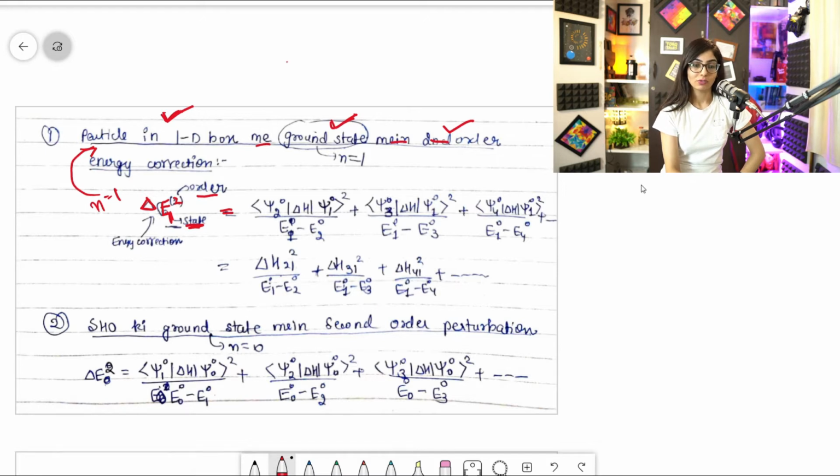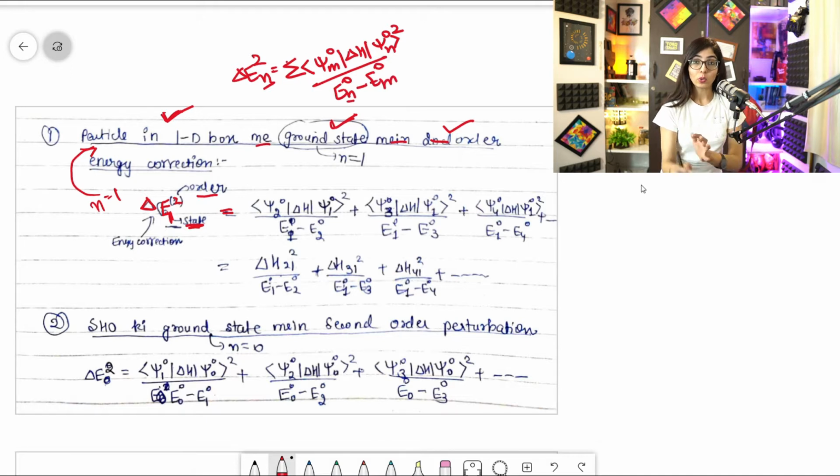So again, I told you the basic formula. What was the basic formula? If you remember, it was this one: summation of the square of psi m naught, delta H, psi n naught, divided by En naught, whatever is there here, it will come first, minus Em naught.